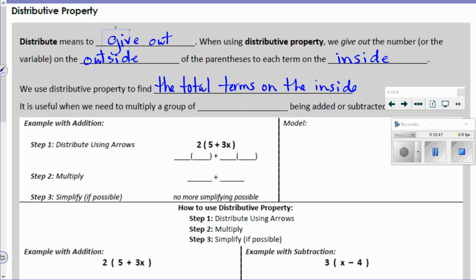Now here is where distributive property can be really beneficial. I know there's been a time or two you guys have been really impressed with how fast Ms. McShann and I can do some of the bigger multiplication, right? What you don't know is a lot of times what we're doing is using distributive property in our head, breaking the numbers into numbers that are really easy to do, and then putting them back together. So we literally utilize this on a consistent basis. It makes it very easy. So it's useful. We need to multiply a group of numbers being added or subtracted.